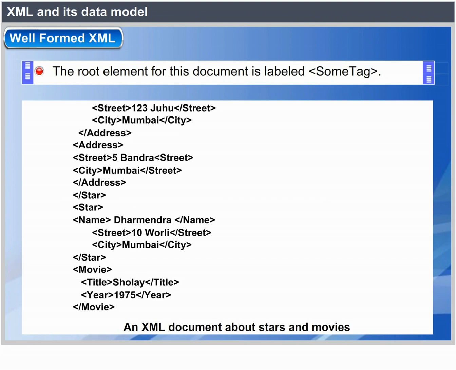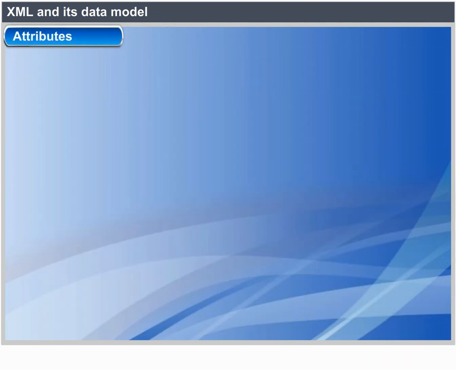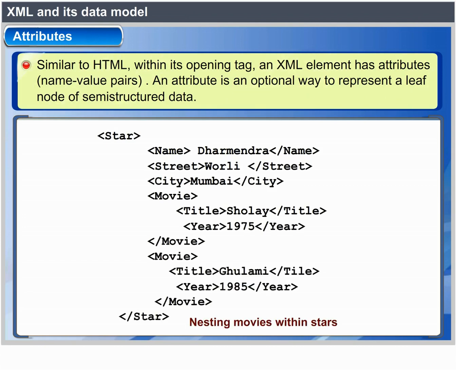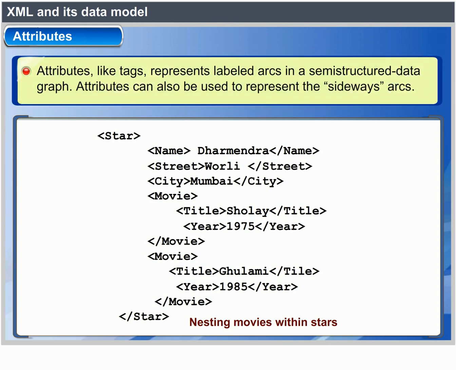Attribute. As in HTML, an XML element can have attributes, name-value pairs, within its opening tag. An attribute is an alternative way to represent a leaf node of semi-structured data. Attributes, like tags, can represent labeled arcs in a semi-structured data graph. Attributes can also be used to represent the sideways arcs, nesting movies within star program as shown.